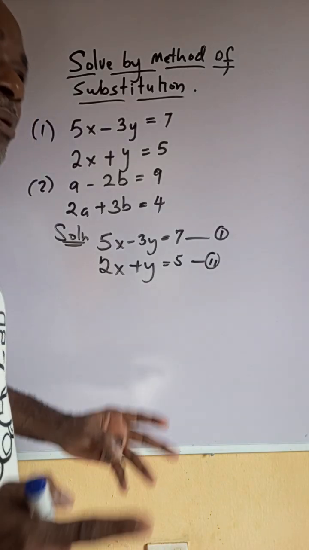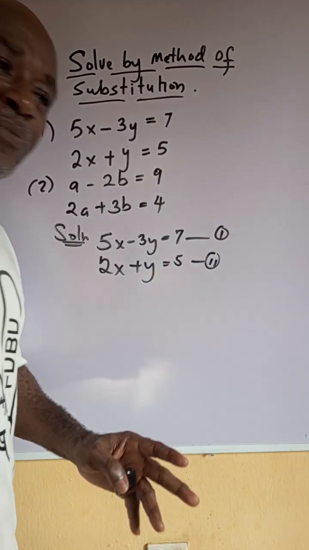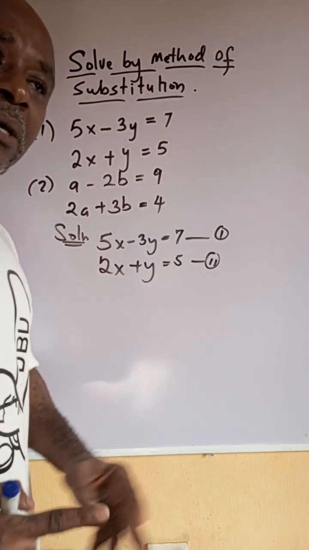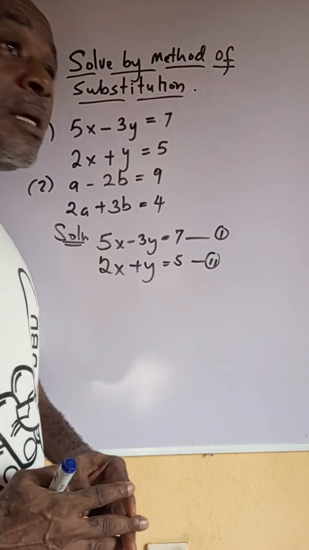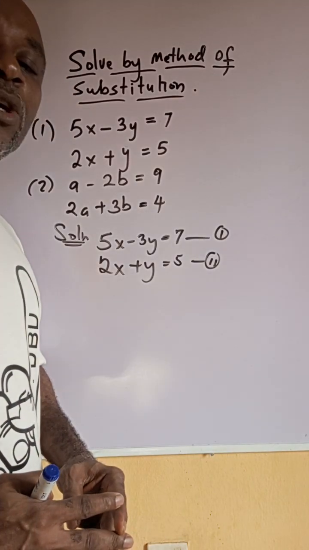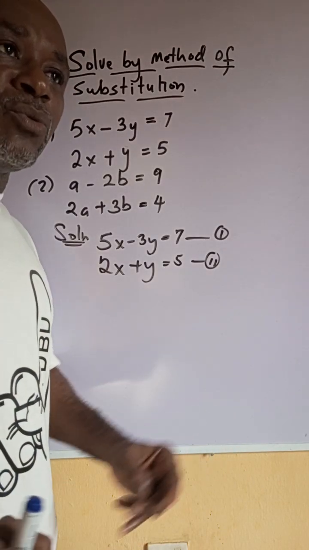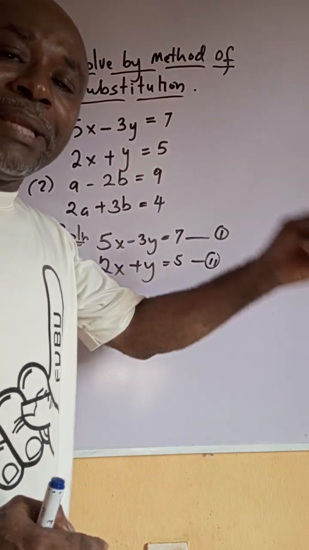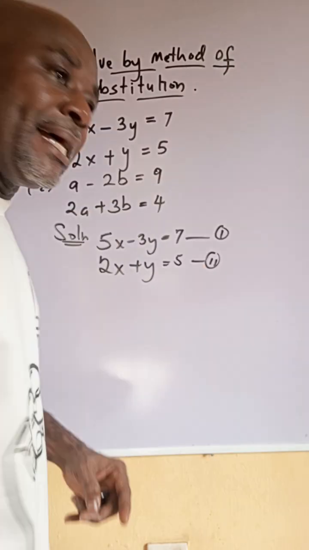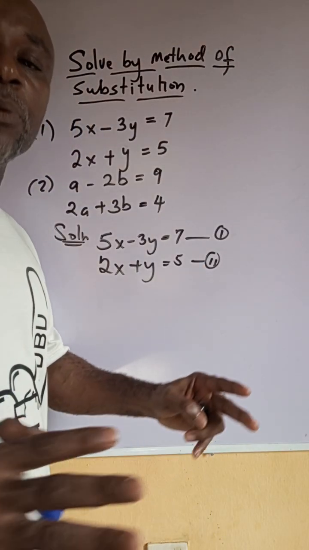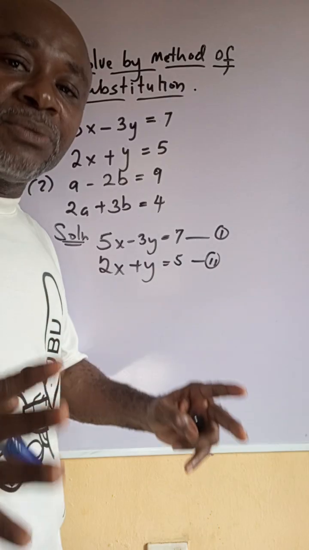By substitution we mean removing something and replacing it with another, just like in soccer, which we watch almost every day. There's always a time a coach might decide to remove a particular player from the field of play and then replace him or her with another player. So that is a typical example of what we mean by substitution.